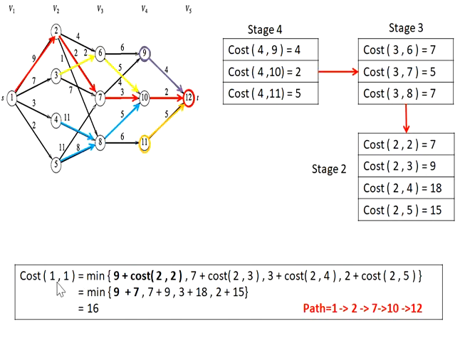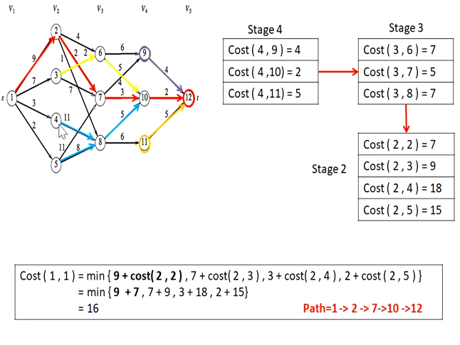So cost of stage 1 and vertex 1. From vertex 1 we can see that there are 4 vertices: 1 to 2, 1 to 3, 1 to 4 and 1 to 5. So these are the edges which I have to check for the minimum cost. First one, 1 to 2. 1 to 2 is 9. So 9 plus the cost of 2 comma 2, which is 7. So it is 9 plus 7. Next, 1 to 3. 1 to 3 is 7. 7 plus the cost to reach the destination from 3, which we get from stage 2, is 9.